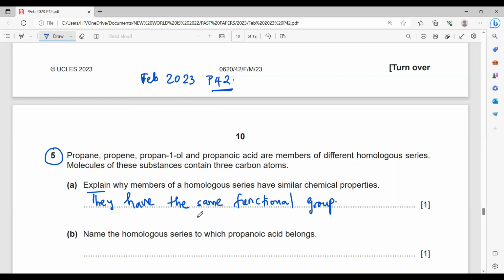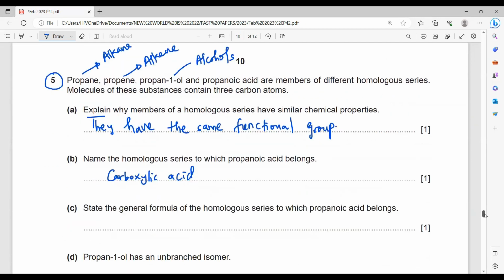Name the homologous series to which propanoic acid belongs. For propanoic acid, the homologous series is the carboxylic acids. Now, we'll just run down the others. Propan-1-ol is an alcohol, propene belongs to the alkenes, as well as propane that constitutes the alkanes. Is that okay? So those are the alkanes.